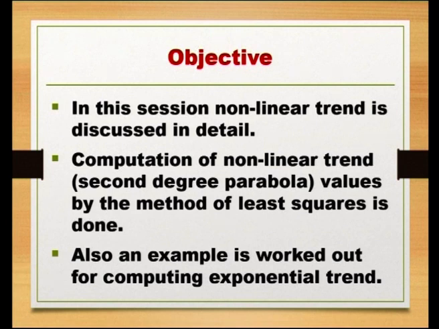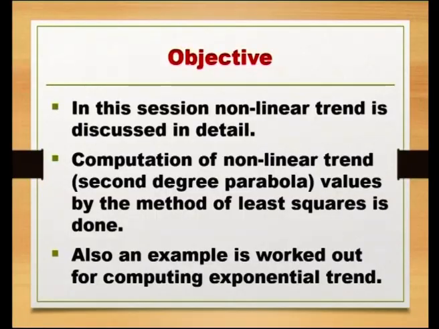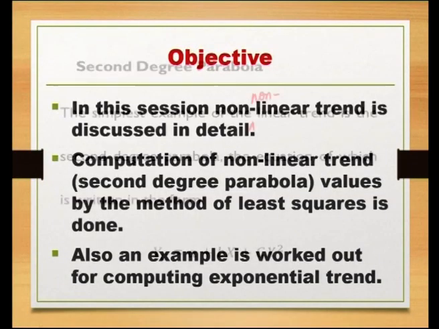In this session, we are going to talk about non-linear trend. Non-linear trend means a trend which is not a straight line. It may be a curve. The simplest example of non-linear trend is a second degree parabola. So, in this session we will be computing a non-linear trend for a second degree parabola by the method of least squares. Also, exponential trend is computed with an example.